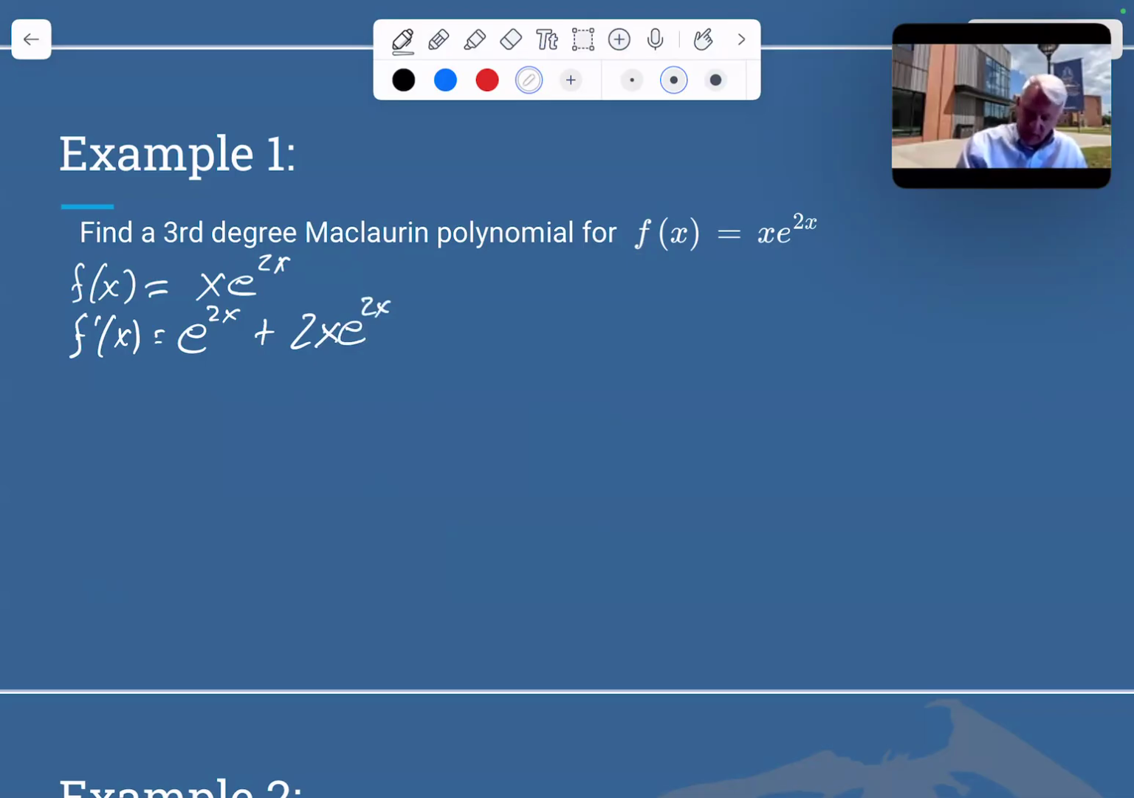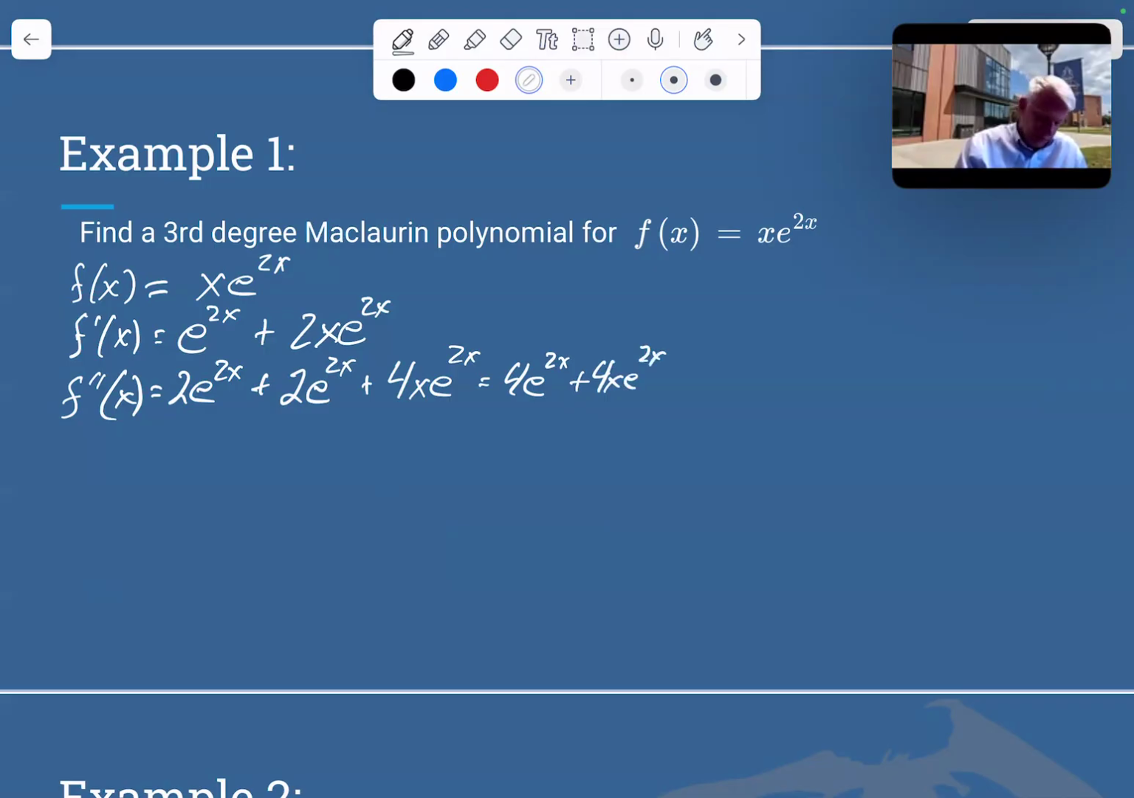Now what if I take the second derivative? You have to pay attention. I've got 2e to the 2x plus, taking the derivative with respect to x here, another 2e to the 2x. And then I'm taking the derivative of e to the 2x, so I end up with 4x e to the 2x. If I add up all the like terms, I should end up with 4e to the 2x plus 4x e to the 2x.